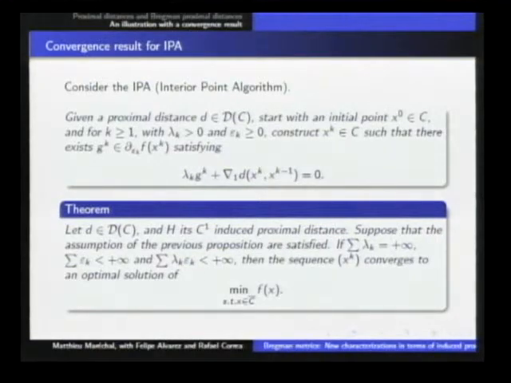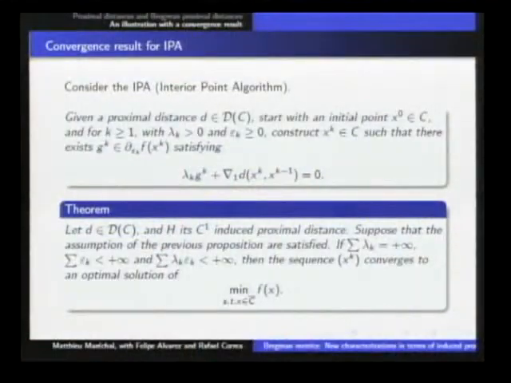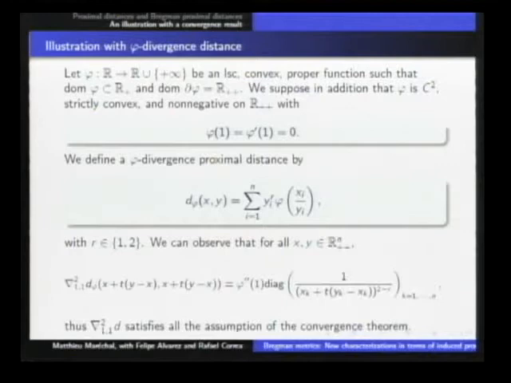Thank you. Finally, we can have some results on the interior point algorithm just with an assumption on D. That is, D will satisfy the same assumption as the previous proposition. To have a very simple example where the assumptions on D are satisfied, we can consider, for example, a phi-divergence proximal distance. In this case, the assumptions are on the Hessian, but on the diagonal. The Hessian of a phi-divergence distance is given by this quantity, and we can verify that it satisfies all the assumptions of the convergence theorem.